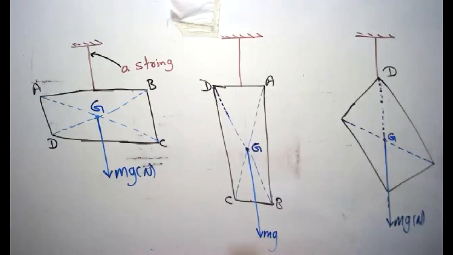Thank you very much, dear. The Earth applies a vertical downward force on each object. That force is known as gravitation attraction force. That's how we start the things.